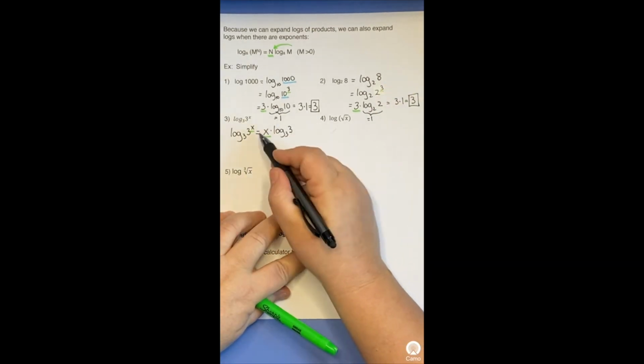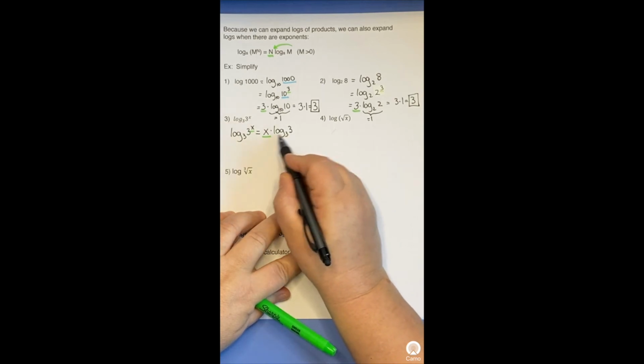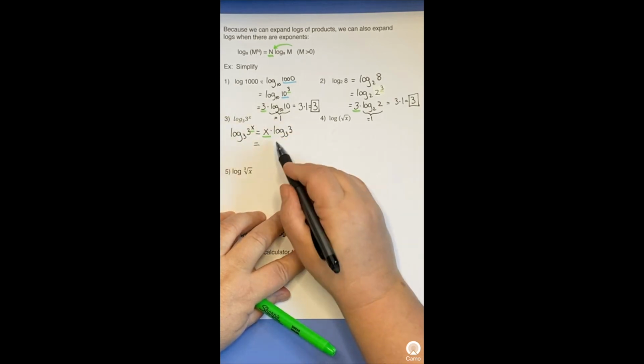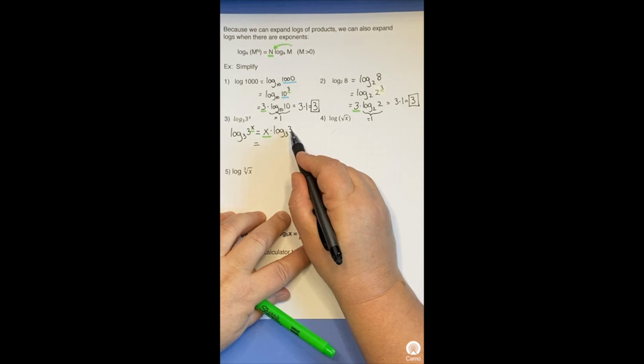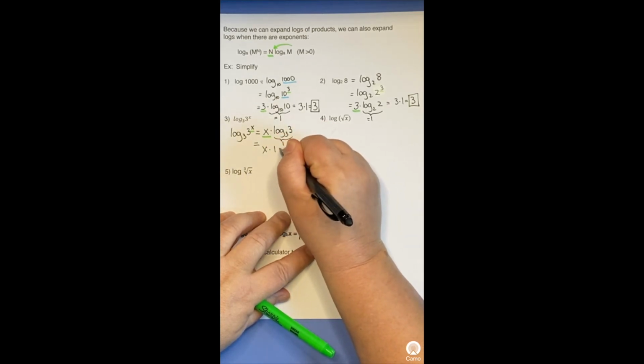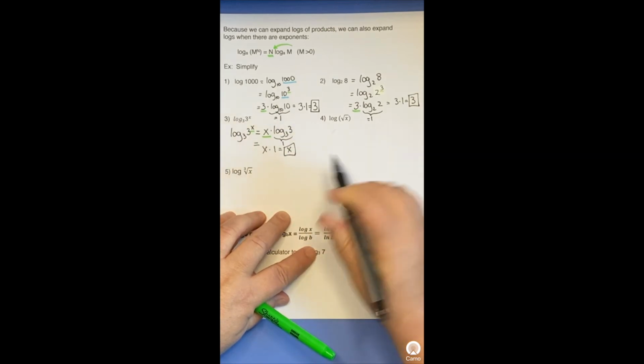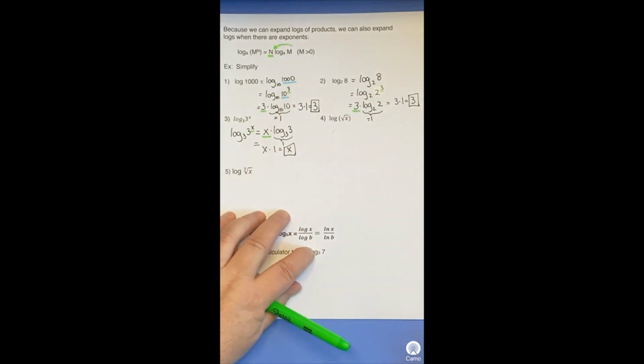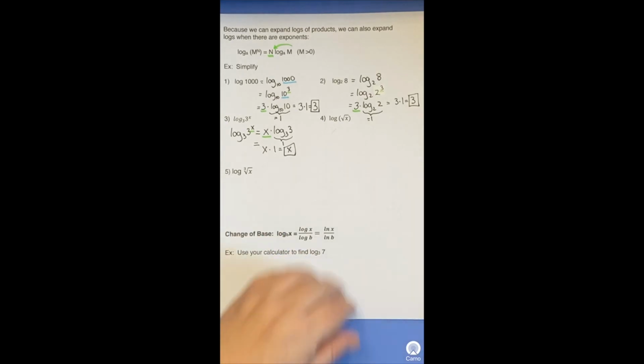Okay, so it comes down, and then, oh my goodness, look at that. What are the chances that I'd have log base 3 of 3, which equals 1? So we've got x times 1, which is x. Oh my gosh, all of these. So these first 3 are all really the same examples. I just wanted to give you practice.